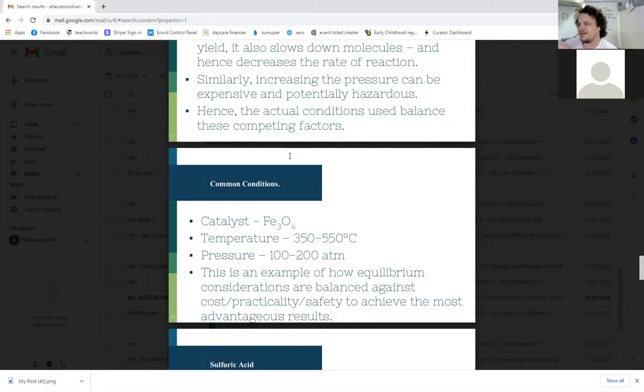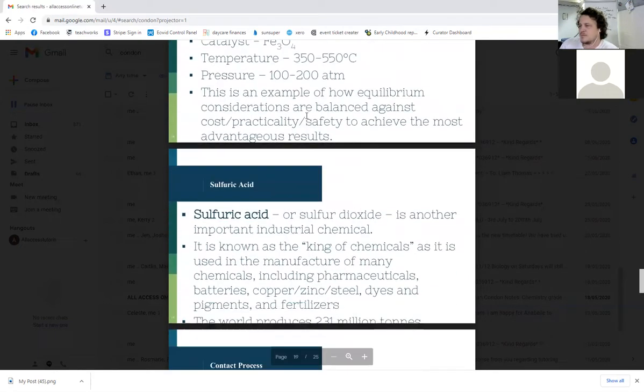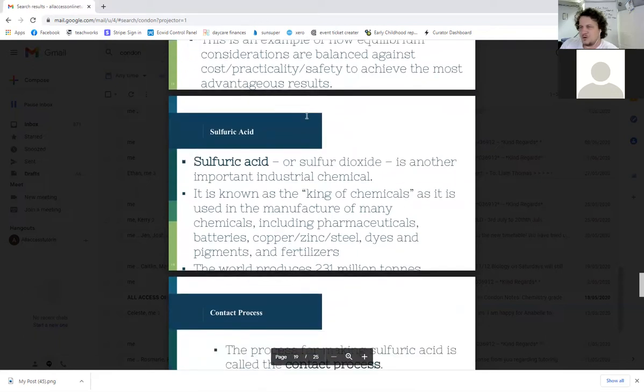And magnetite as the catalyst. Now we're not just talking about science here, we're talking about industry, we're talking about practicality, we're talking about safety, we're talking about cost effectiveness. So the idea is spend the least amount of money to get the most gains possible. We'll go more into detail with these processes and the other equilibrium conditions we can manipulate.